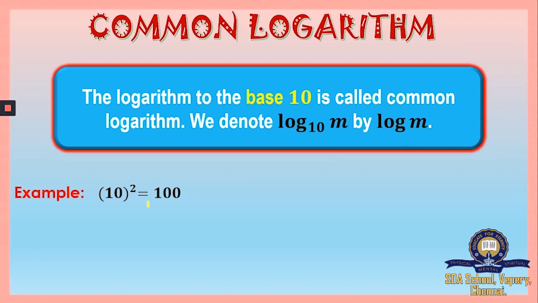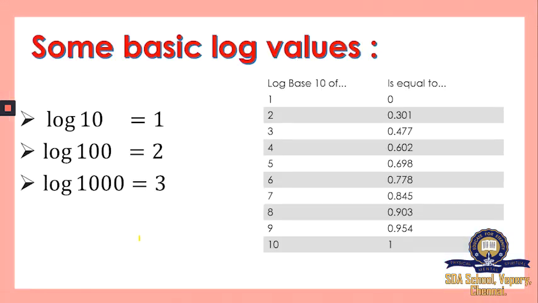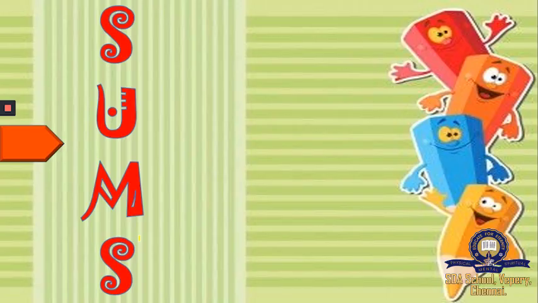So here 10 power 2 equal to 100. So the given question is in the form of exponential, right? So when you convert this to the logarithmic form, we will get log 100 to the base 10 equals 2. So according to the common logarithm definition, log m to the base 10 can be written as log m, right? So here log 100 to the base 10 can be written as log 100 only. So the answer is log 100 equals 2. So here I have provided some basic log values which will be useful for you while solving sums. So now we are going to see about sums using all these laws.